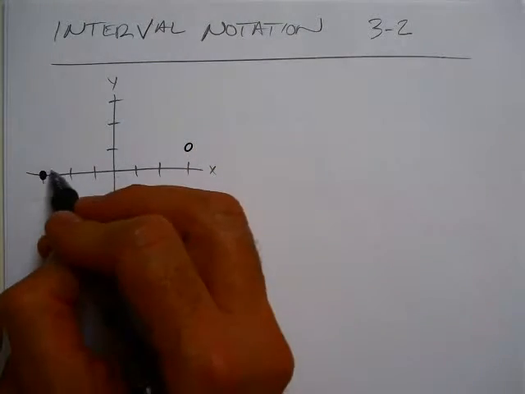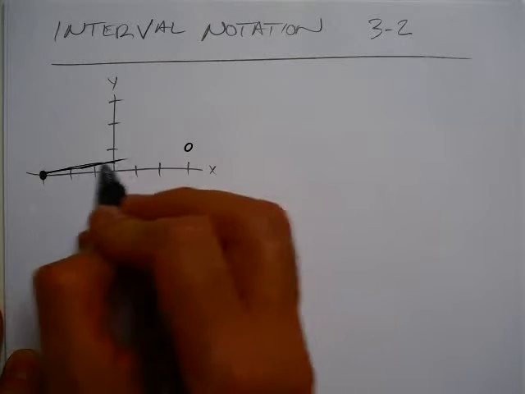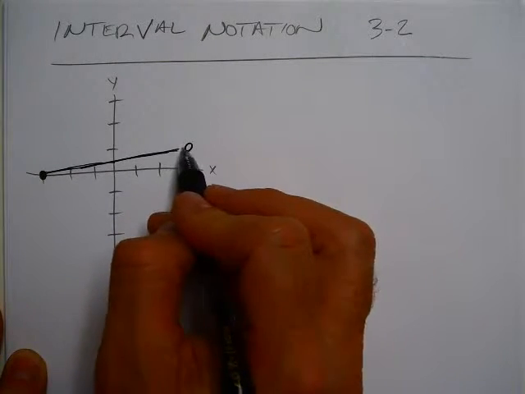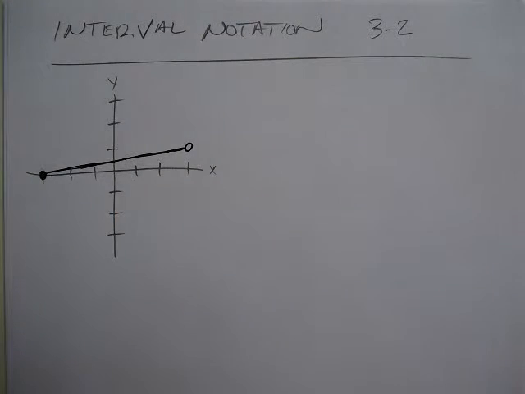But it doesn't end in a filled-in dot. It ends in an open circle. So here's my graph. And we want to talk about the idea of this filled-in circle and this open circle. So the filled-in circle here, what does that mean to you?